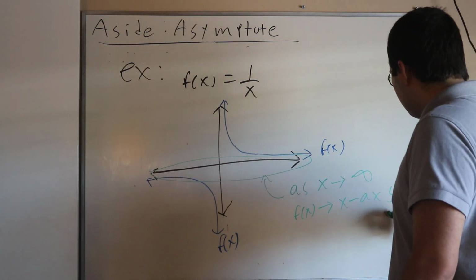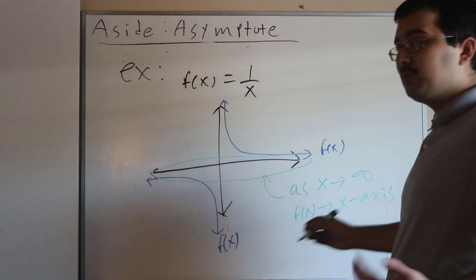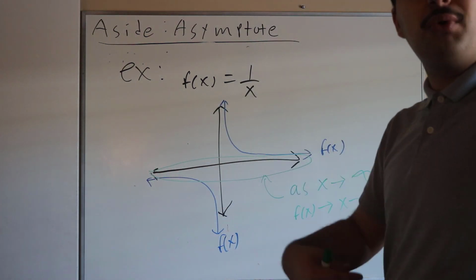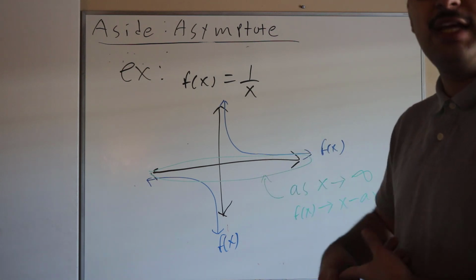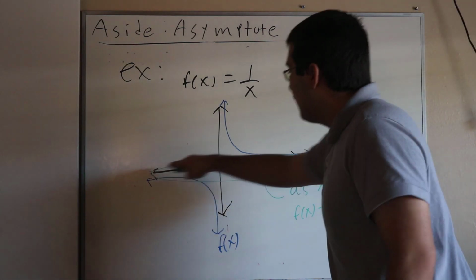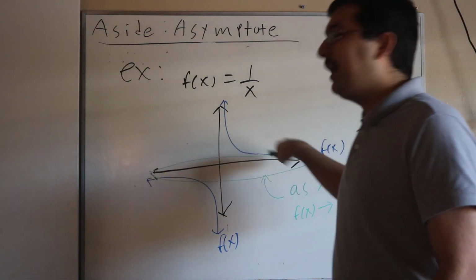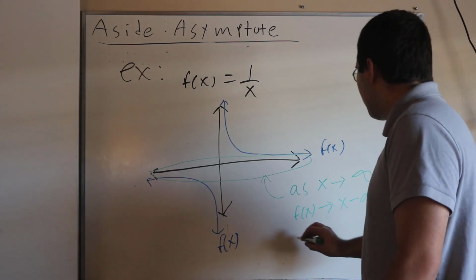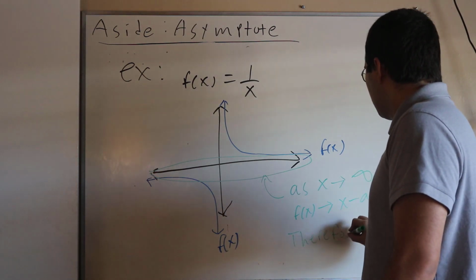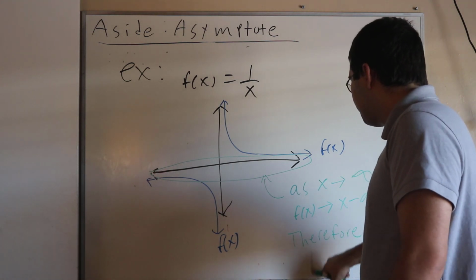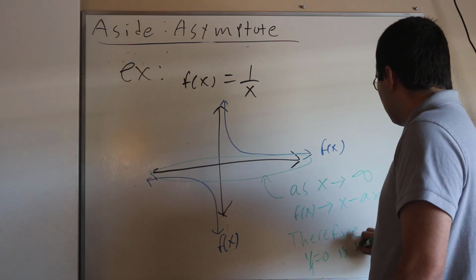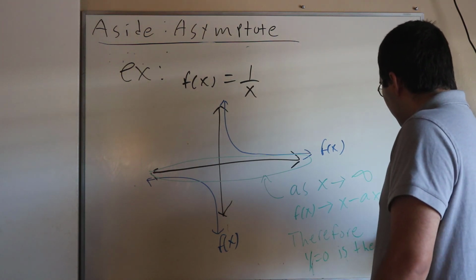All right, and what we all have to remember is, what is the x-axis? It's all the x values. What does it mean to be a point on the x-axis? If you are a point on the x-axis, you must have a y value equal to 0. Hence, another interpretation of the x-axis is that it's the line y equals 0. So, therefore, y equals 0 is the horizontal asymptote for this function.